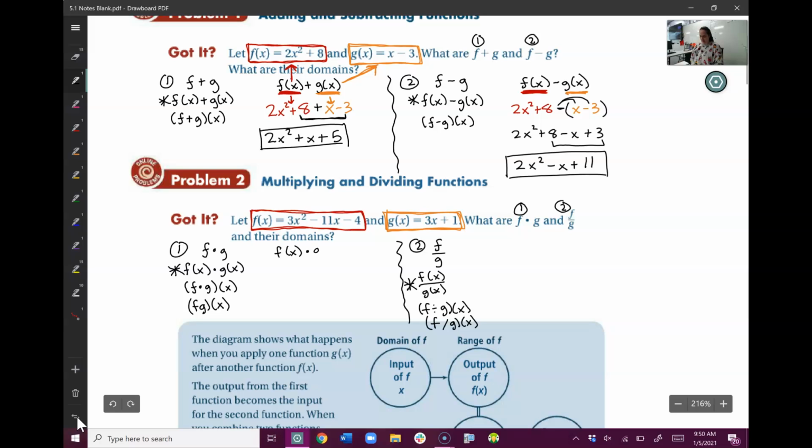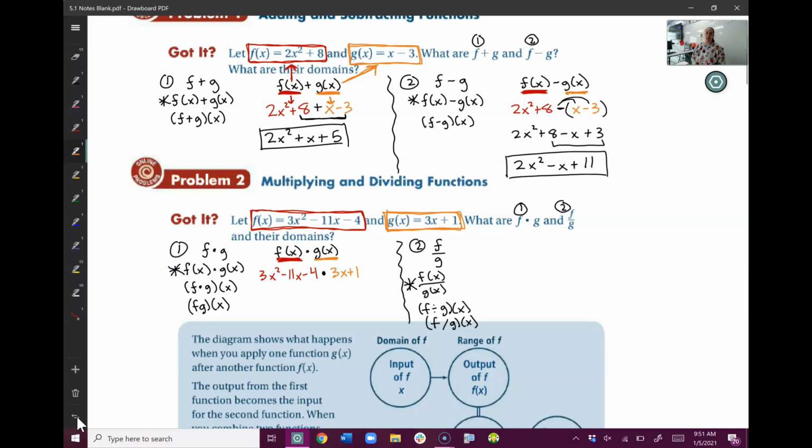f of x times g of x. And then we just do that substitution. So f of x equals 3x squared minus 11x minus 4. So I'm going to put 3x squared minus 11x minus 4. And then I have times, and then I have my g of x. Well, g of x equals 3x plus 1. So I'm going to put 3x plus 1 in there.